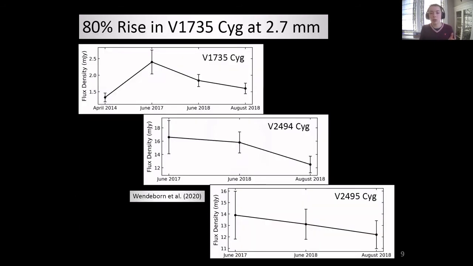And so what did we find? Well, not a whole lot, except we find a roughly 80% increase in the 2.7 millimeter flux of B1735 Cygnus from April 2014 to June 2017. And so what might be causing this?